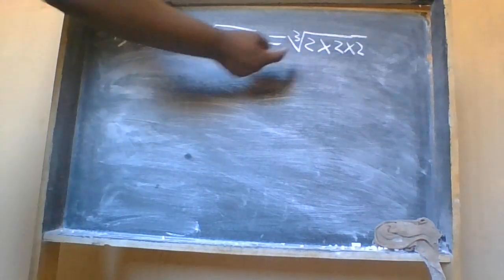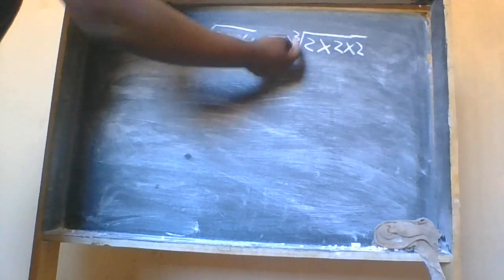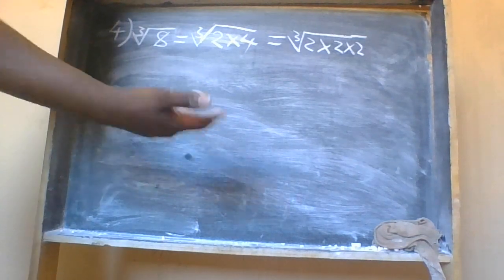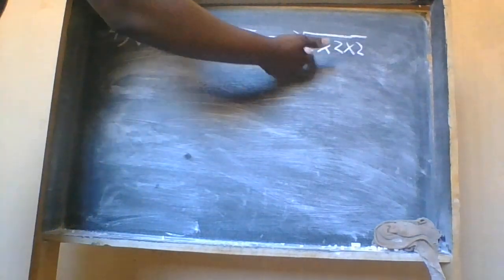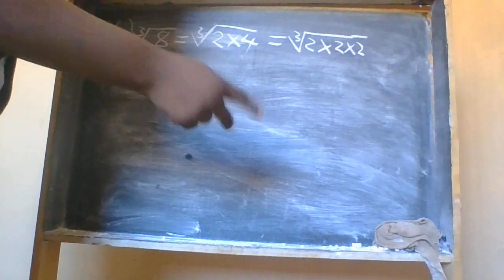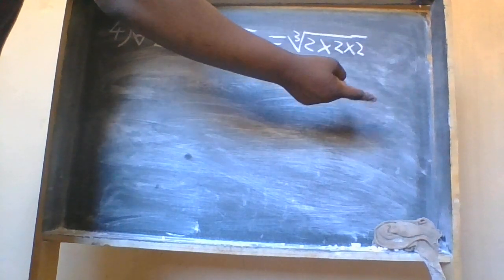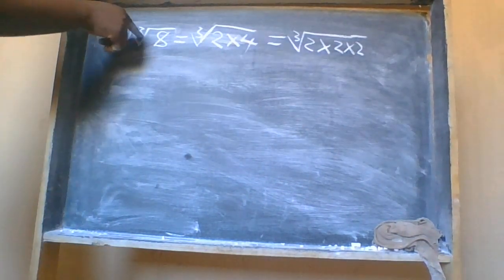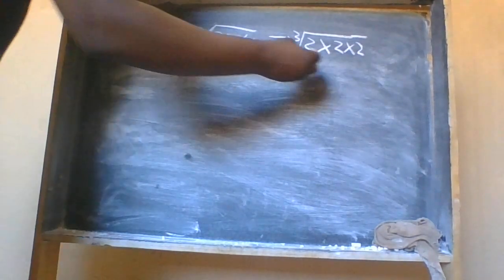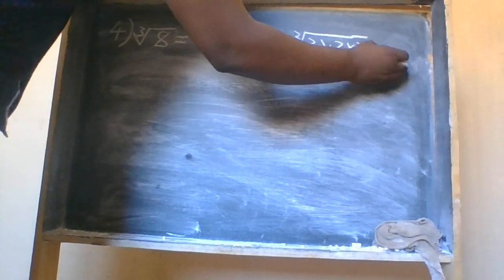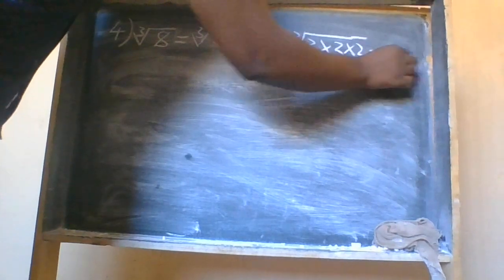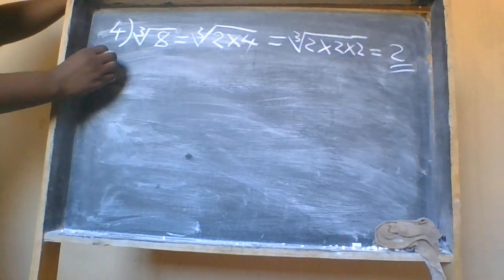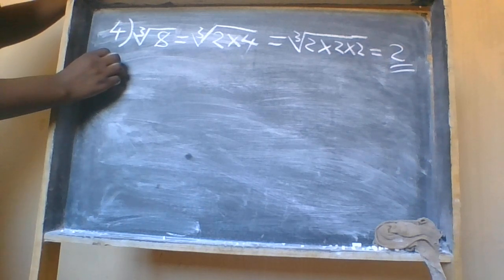Hence, we have 3 numbers in the cube root, which are how many? Which are the same. We have 2, 2, 2, 3 2's in the cube root. Hence, the cube root of 8, it gave us 2.